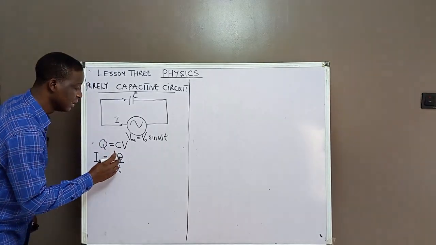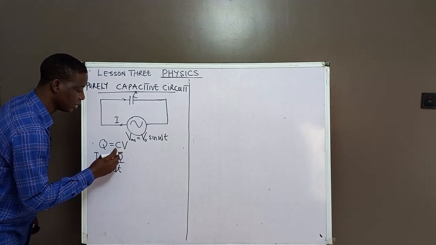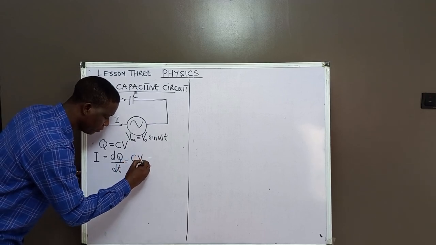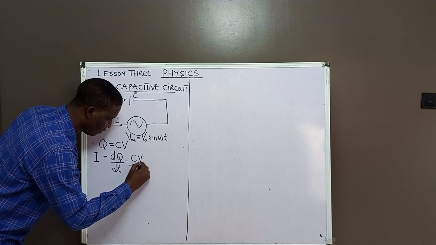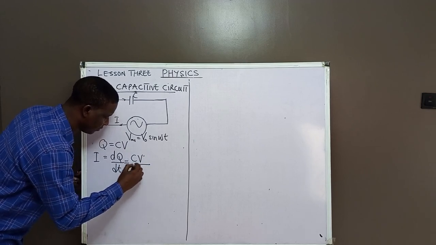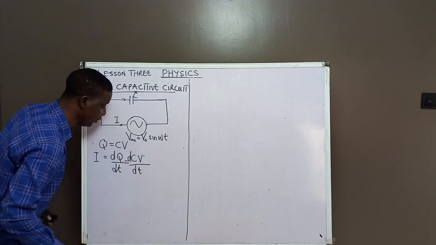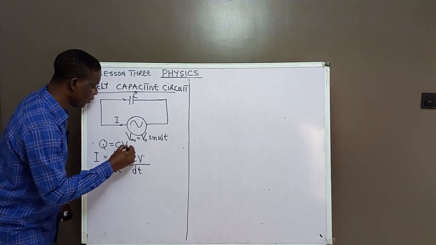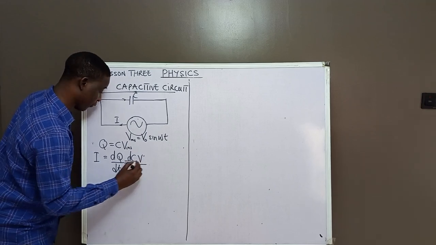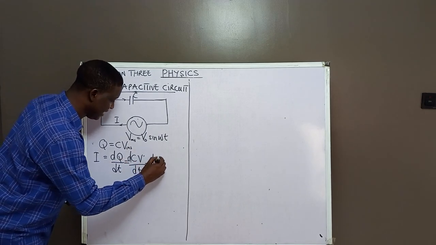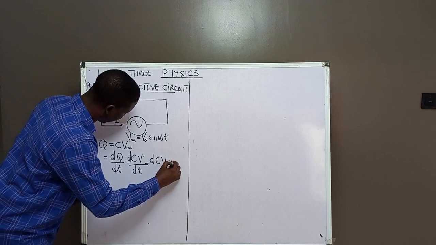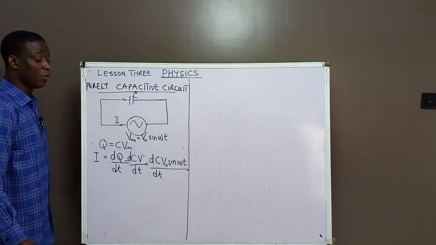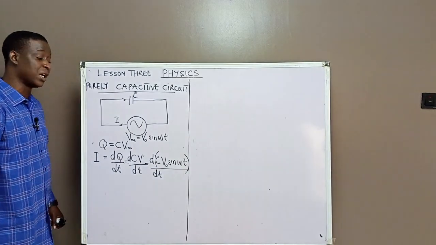Now let us place this particular charge here. So I'm going to have it as CV over t, that means CV over t. Now in place of V, this V is changing with respect to time, so let us also substitute for that. If you substitute it, we are going to have C V naught sine wt all over t. Now I want to take the derivative of this with respect to time.